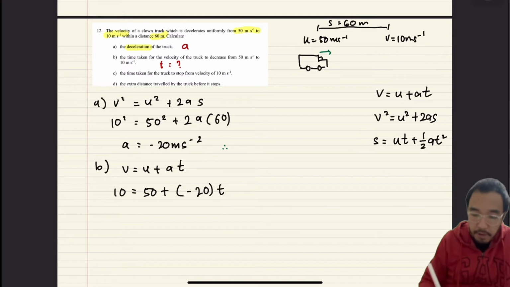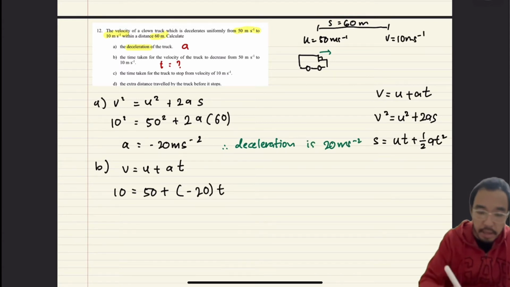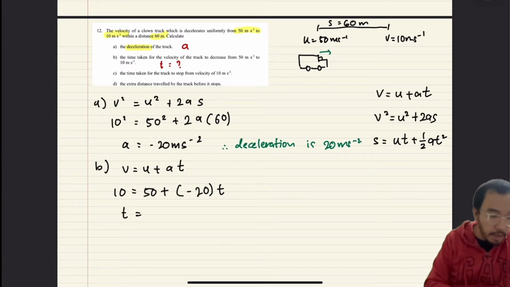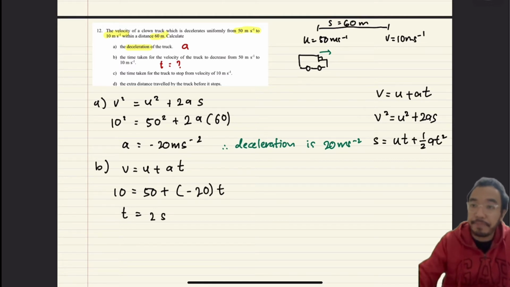So therefore, deceleration is 20 meter per second squared. Since the negative represents the direction only, so just restate. But again, if you want to substitute inside this equation, you need to substitute the negative, or else you will get a negative time, which is not true. So I got here is 2 seconds.